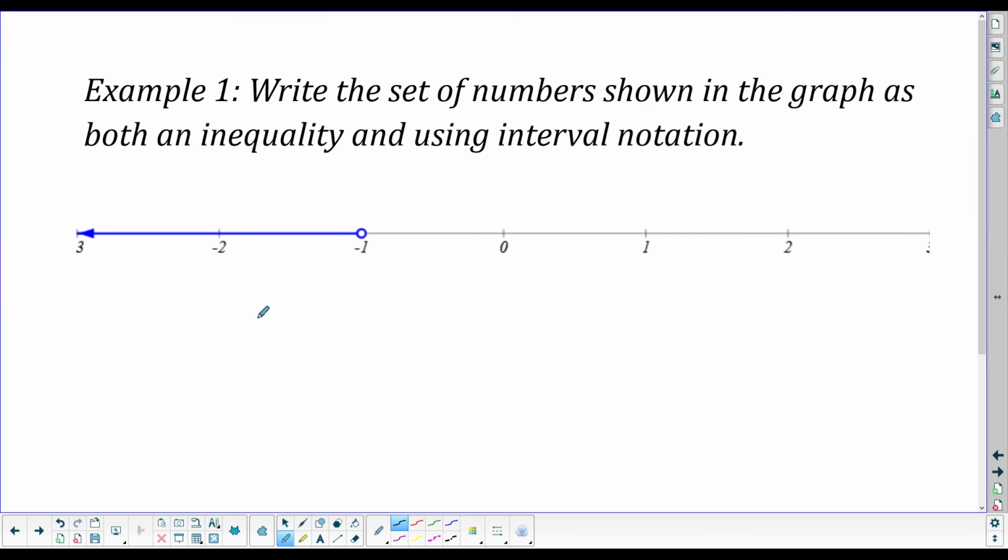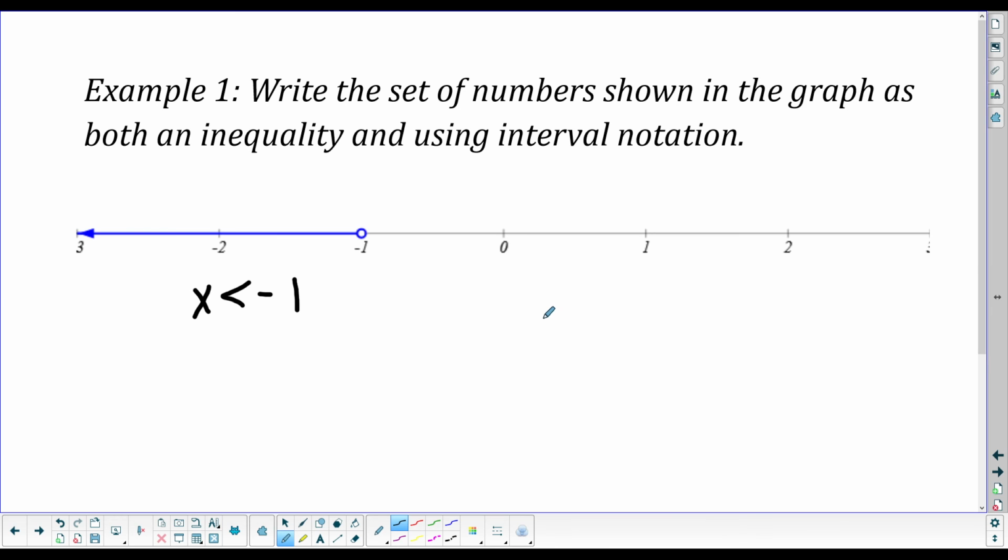So here are some problems. You'll see some problems like this. Here they give you a graph and they want you to write the set of numbers as both an inequality and interval notation. So as an inequality, I start here at -1 and I want all the numbers to the left of that, so less than -1. I have an open circle, so that means it can't be equal to it. So I would say x is going to be less than -1. That's how I'd write that as an inequality.